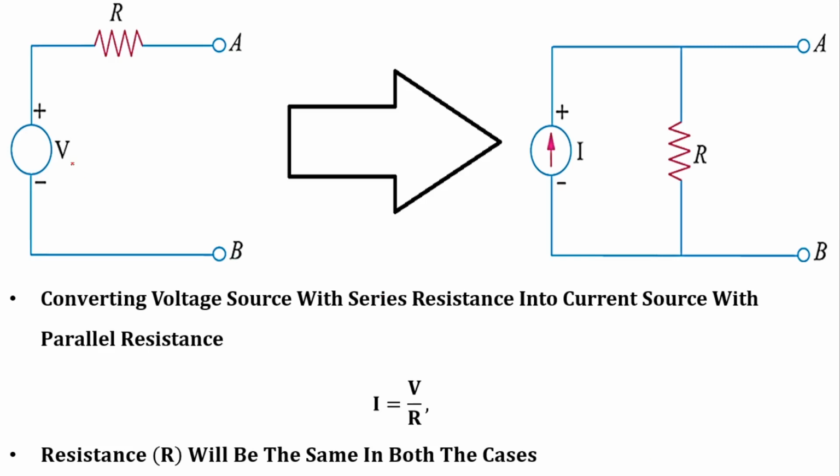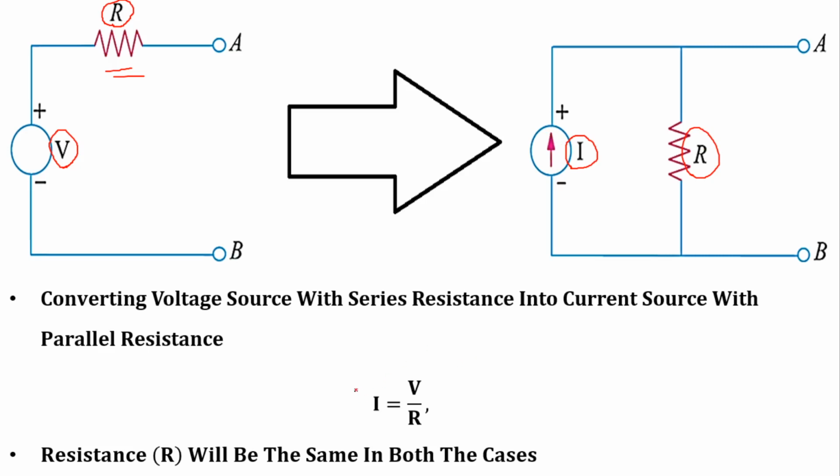So suppose we have a voltage source V volt with a series resistance of R ohm. This voltage source with this series resistance is converted into a current source with parallel resistance. So if we convert this voltage source into a current source, then what will be the magnitude of this current source, what will be the direction of this current source, and what is the value of this resistance?